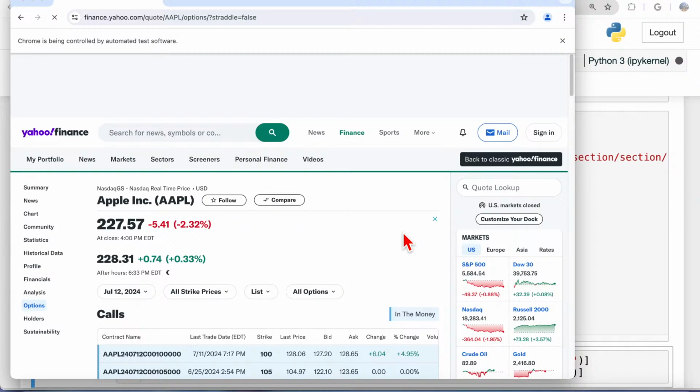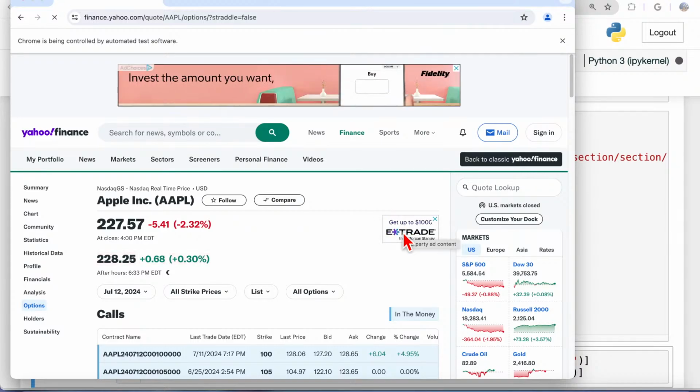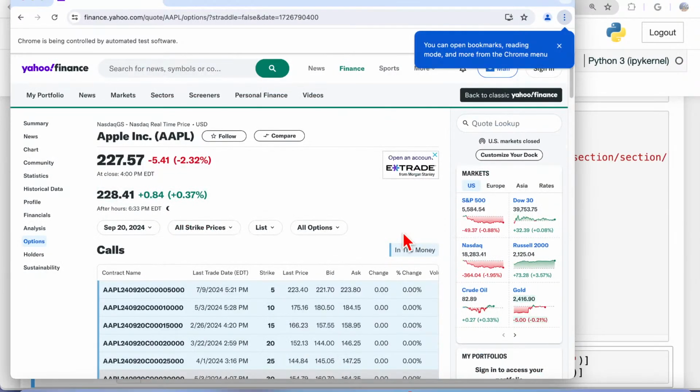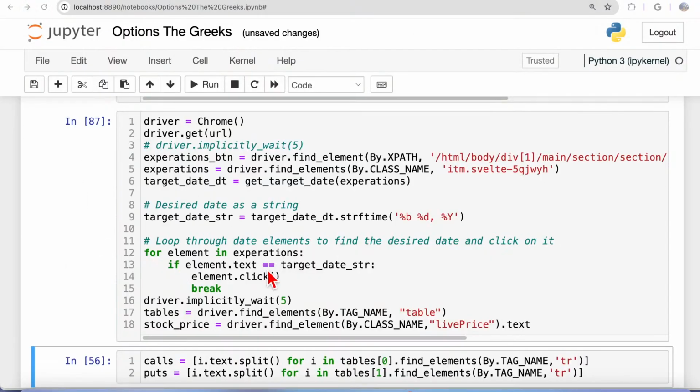You see it starts that browser. I'm not touching anything. Then it goes to dates, and it chooses September 20th. Take a look. So here we get in September 20th, all right? So we're done with this. We could close it. We no longer need it.